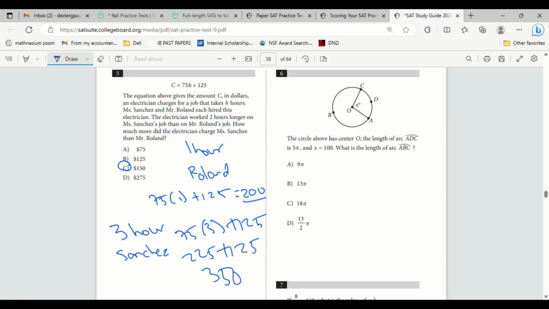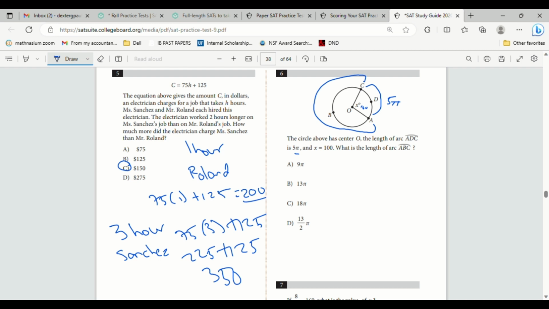Number 6, the circle above has a center O. The length of arc ADC is 5 pi, and x equals 100. What is the length of arc ABC? So we want to find out this arc when given that this arc right here is 5 pi, and the angle that made it was 100 degrees.